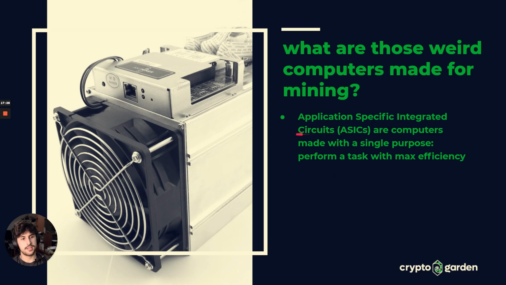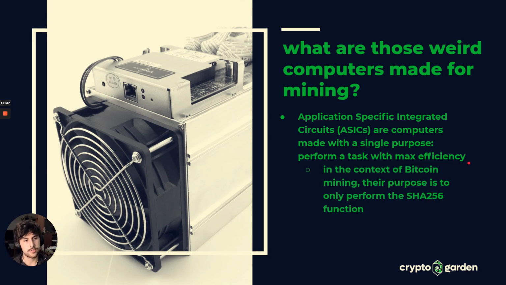Application-specific integrated circuits, what we call ASICs, are computers that are made with a single purpose: run a task with max efficiency. In the context of Bitcoin mining, their purpose is to only perform the SHA-256 function. They cannot be used for anything else. So it's not like a computer that you mine with for a little bit when you're not using it, and then you can just use the computer normally. This machine cannot do anything but mine Bitcoin.